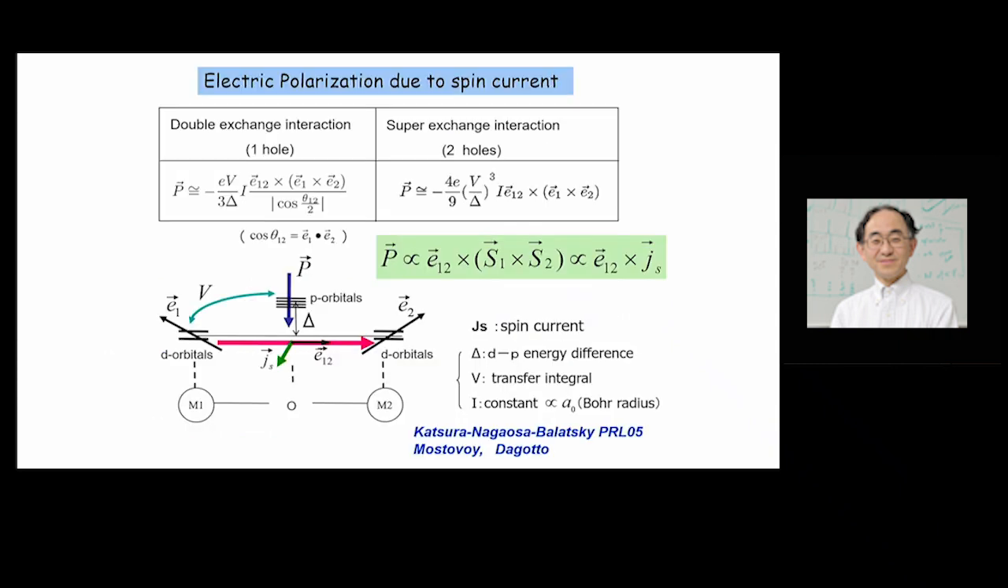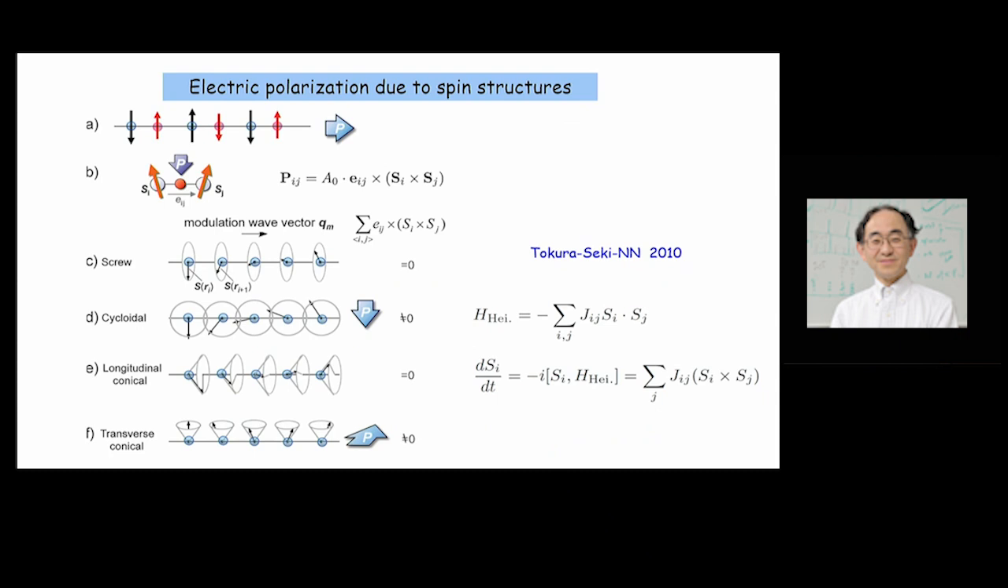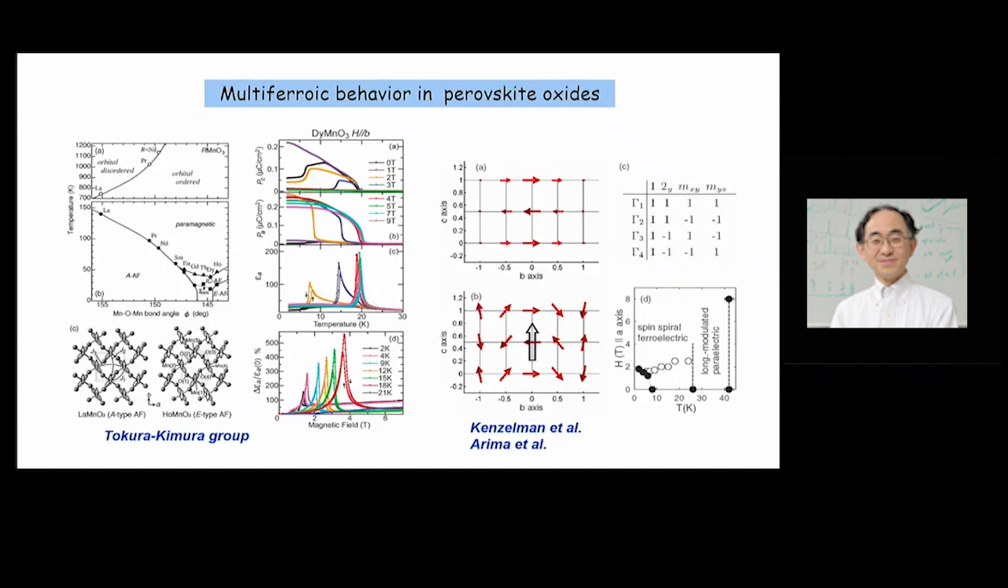Okay, so that one is explicitly derived by this formula, expressed by this formula for the polarization coming from the two magnetic ions. And actually, this one was quite useful to predict the polarization produced by these non-collinear spin structures, right? And then this experiment in the dysprosium manganese oxide can be understood in terms of this spiral structure of the magnetic spins, right? So this is one of the basic mechanisms for the multiferroics.